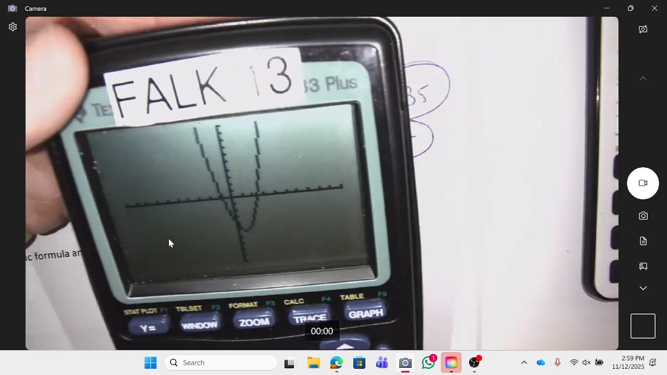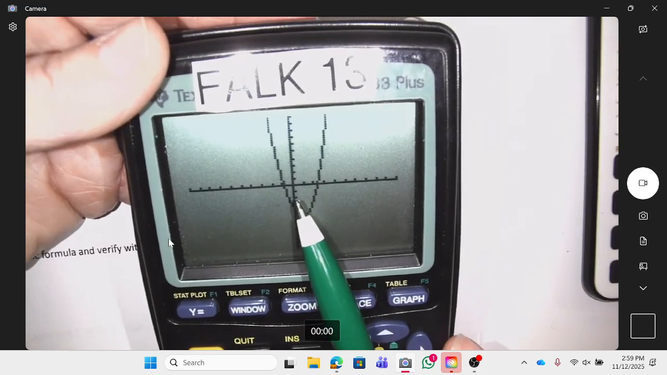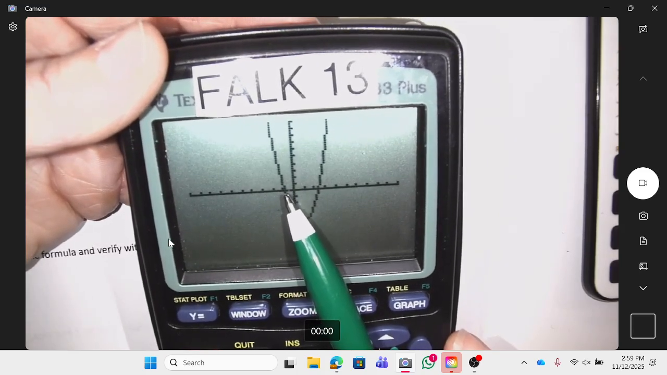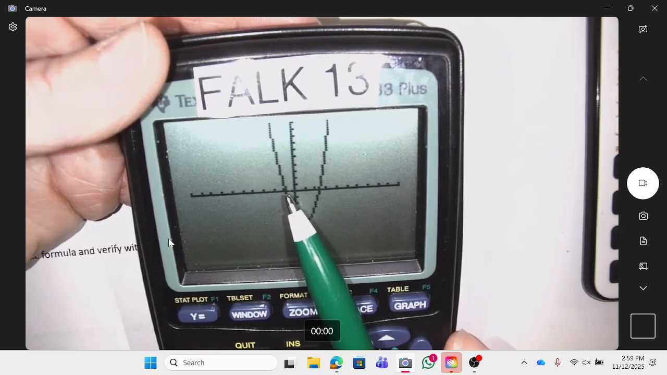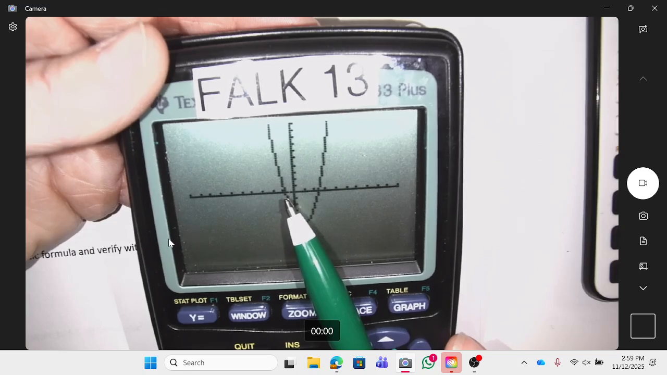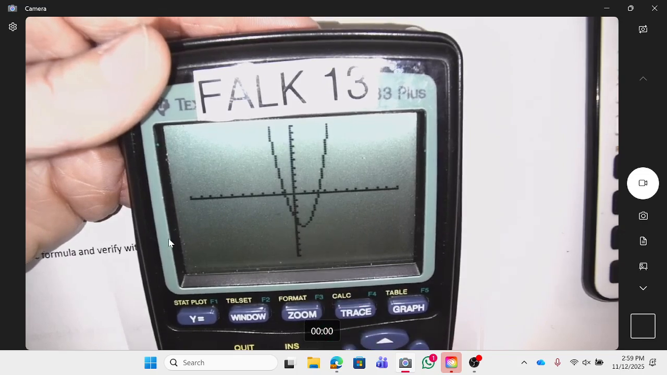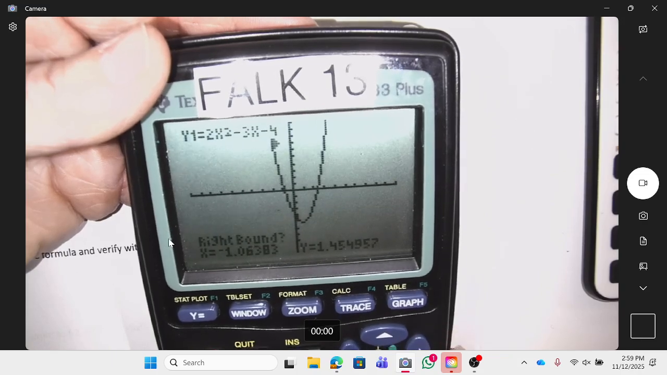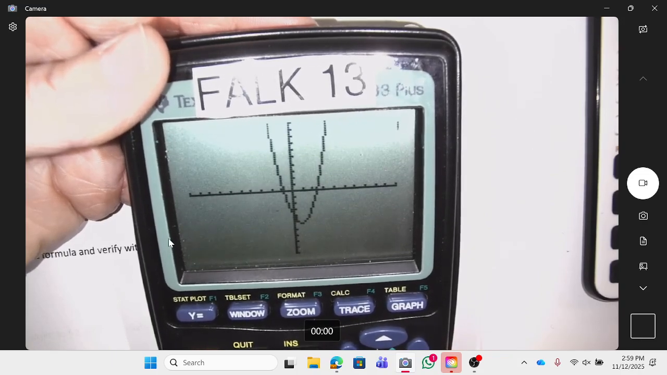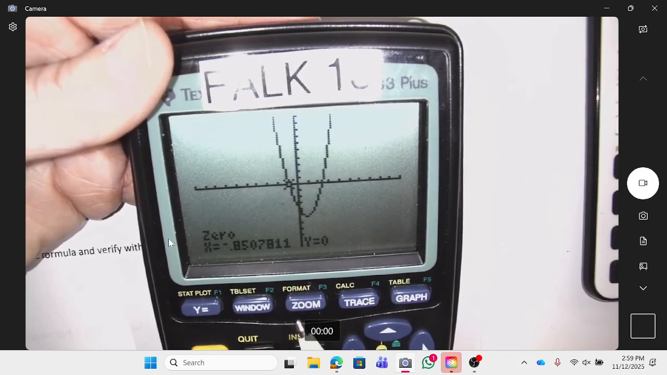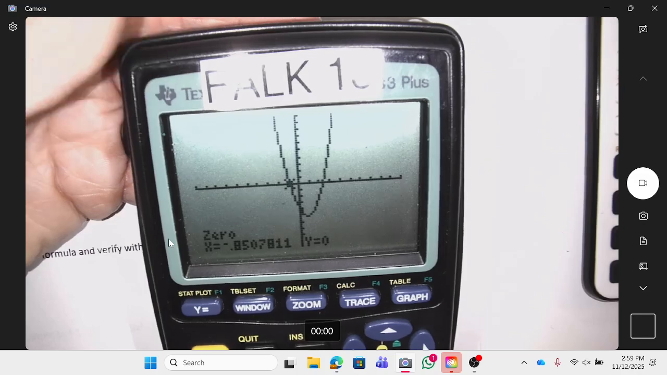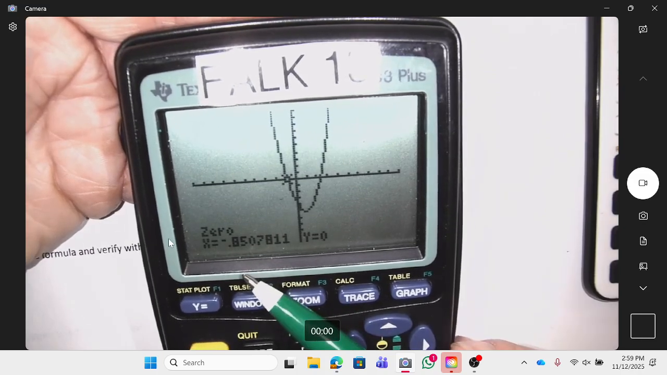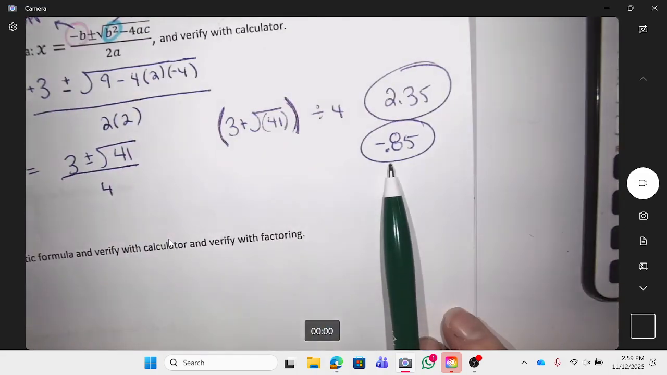Let's just check this answer. We can check both, but let's just practice one of them. Can you get me this value right here? Give me that number. Second, calculate the 0, left, right. Did anybody match? Ooh, negative 0.85.